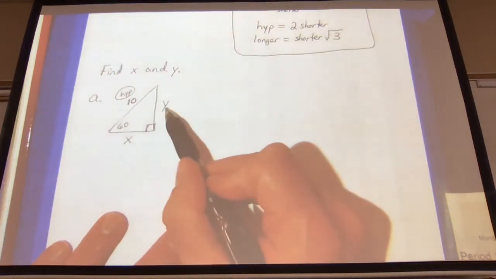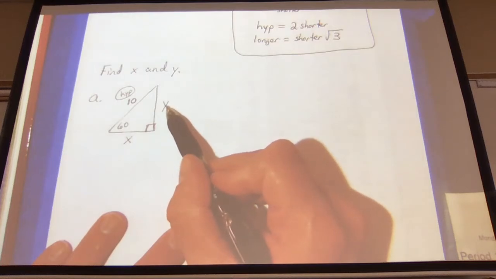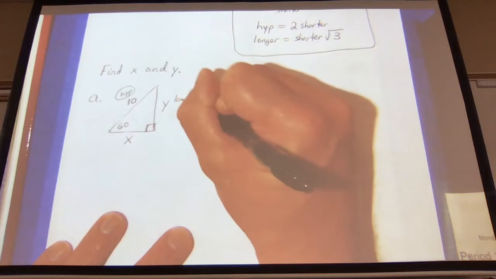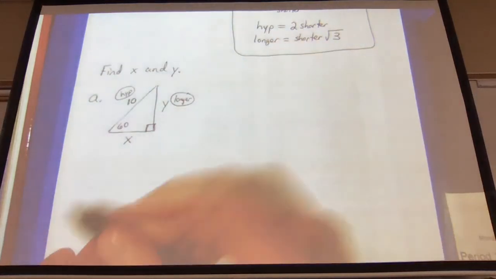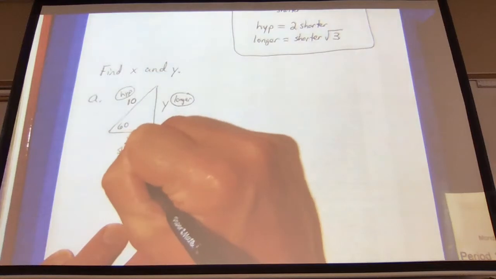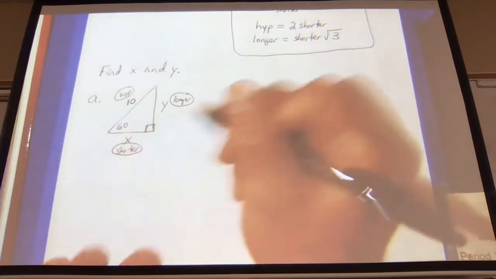The side across from the right angle is the hypotenuse. The side across from the 60, is that going to be the shorter one or the longer one? That's longer. The longer side is across from the bigger angle. And then your 30-degree angle would be up here. Across from that's going to be your shorter side. Shorter side is always across from the smaller angle.